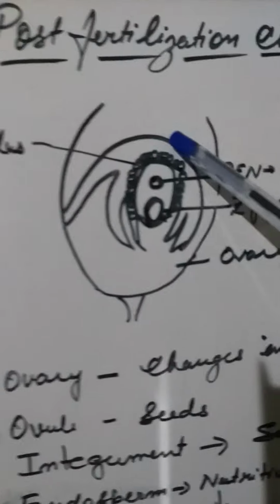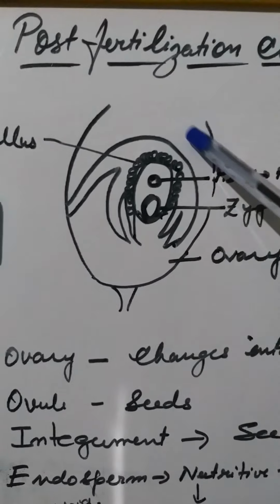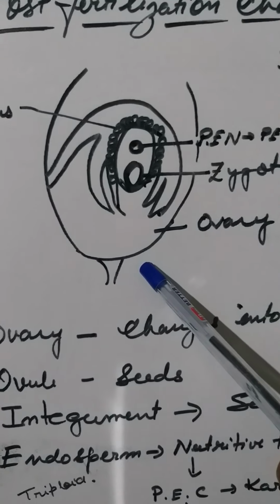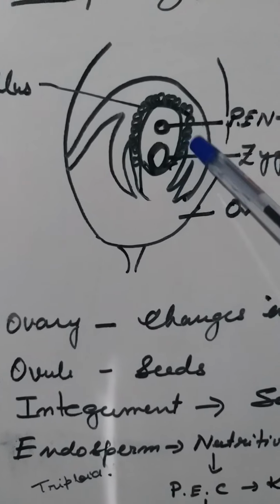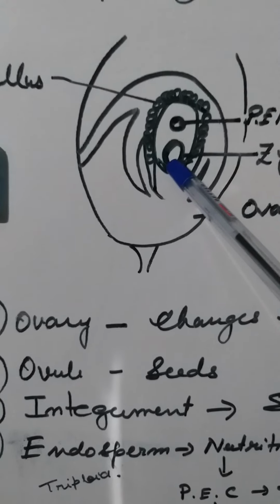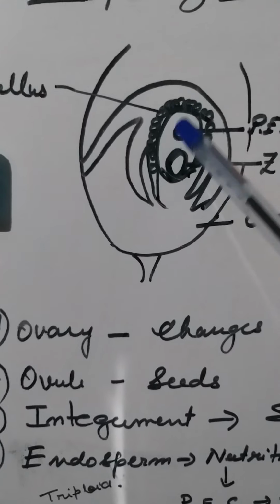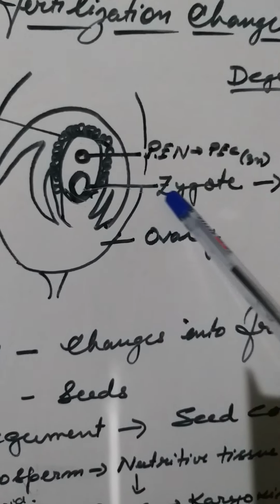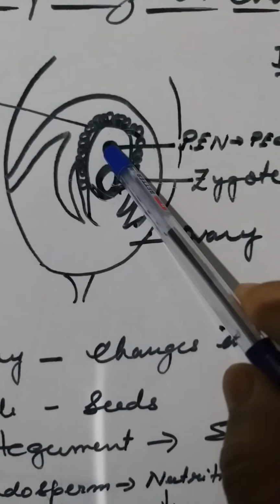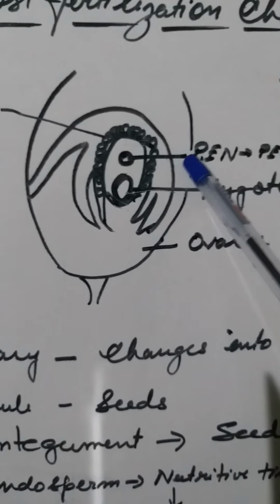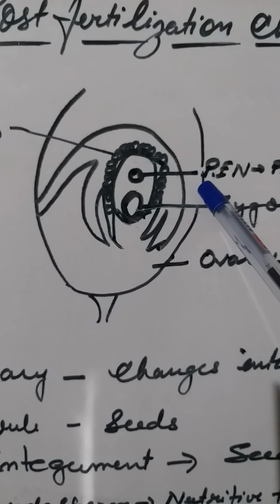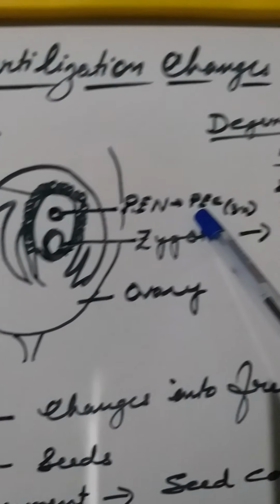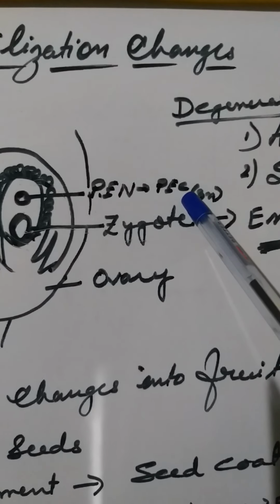endosperm. If you see this diagram again, it is the diagram of an anatropous ovule within the ovary. Here you can see the integuments, the egg sac, the polar nucleus, and this is the chalazal end and this is the micropylar end. And here you can see this is the zygote, and this is the PEN, that means polar endospermic nucleus cell, and this is a triploid one.